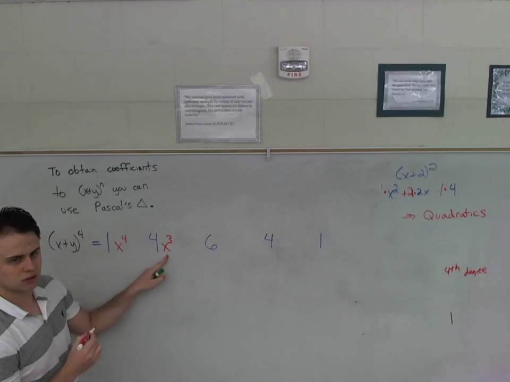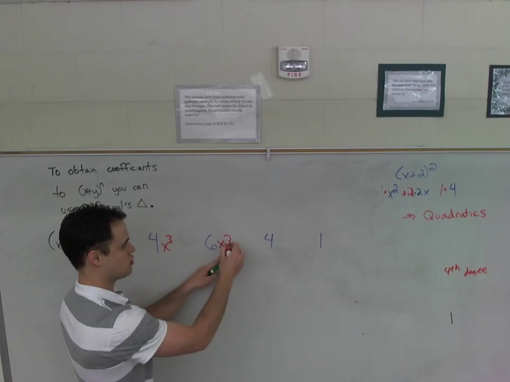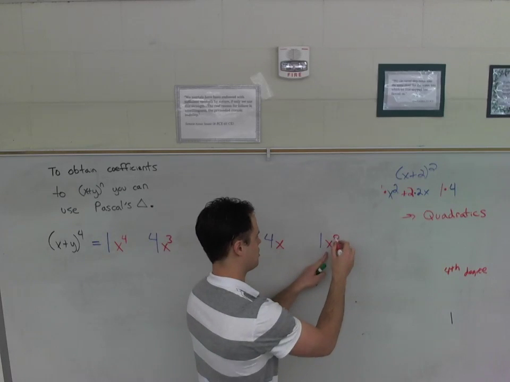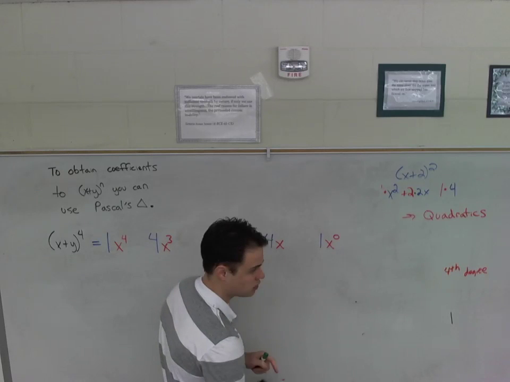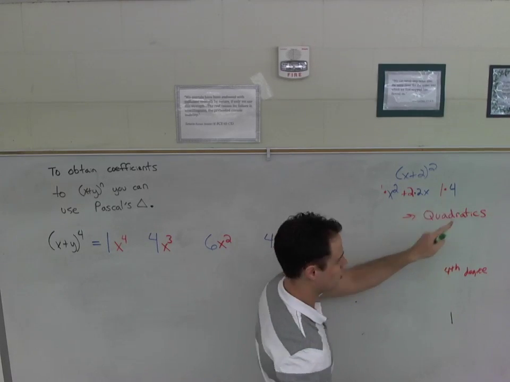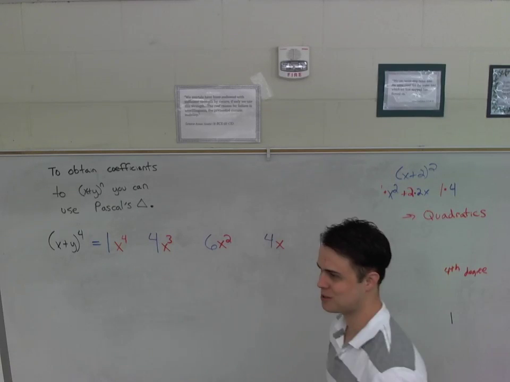Go down. Descend. And this one technically has an x to the 0. Do we really need to write that though? Just like this thing in the end, did it have an x on it? No. Okay. So we're done with the x parts.